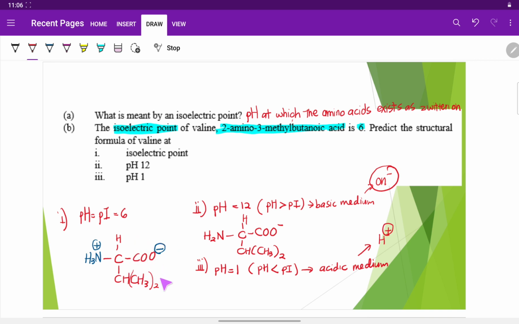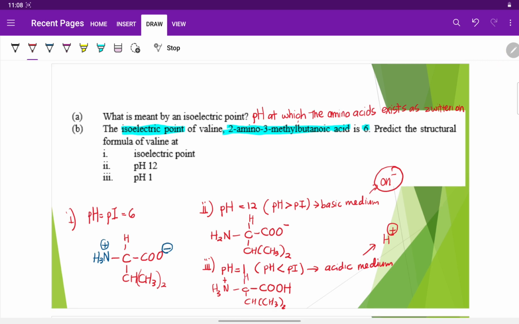So yang dekat sebelah sini ni, this part semua sama. Salin je balik. CH, NH3 plus, CH, CH3, 2. So this part akan jadi COOH. So ini adalah structure untuk valine at pH equals to 1. So that will be the end for part A. So now, let's meet in part B.